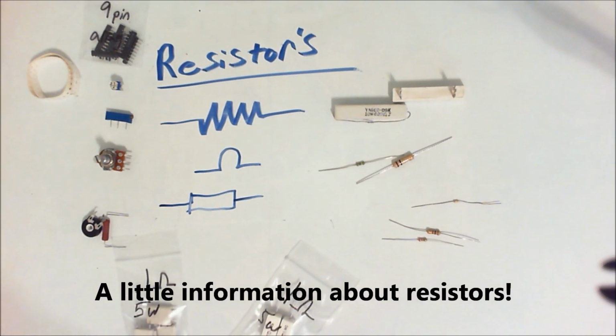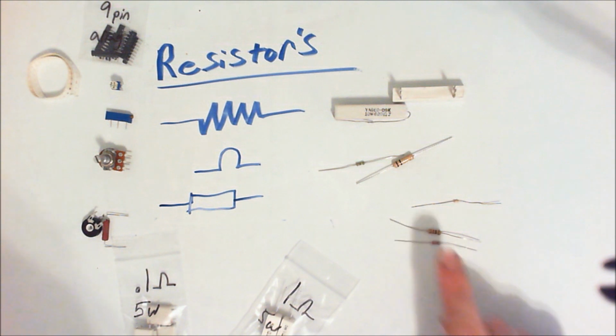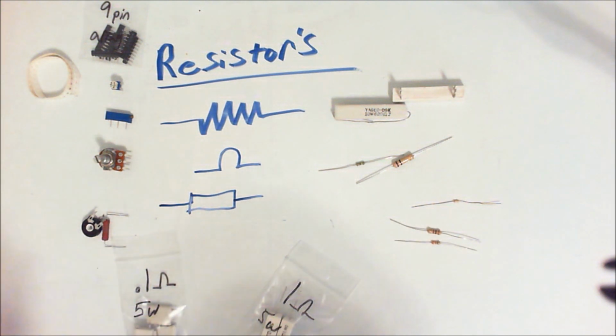I'm your host, Cody. Today we're going to discuss resistors and their effects on circuits, and how to determine the value of a resistor using the color code on fixed resistors.